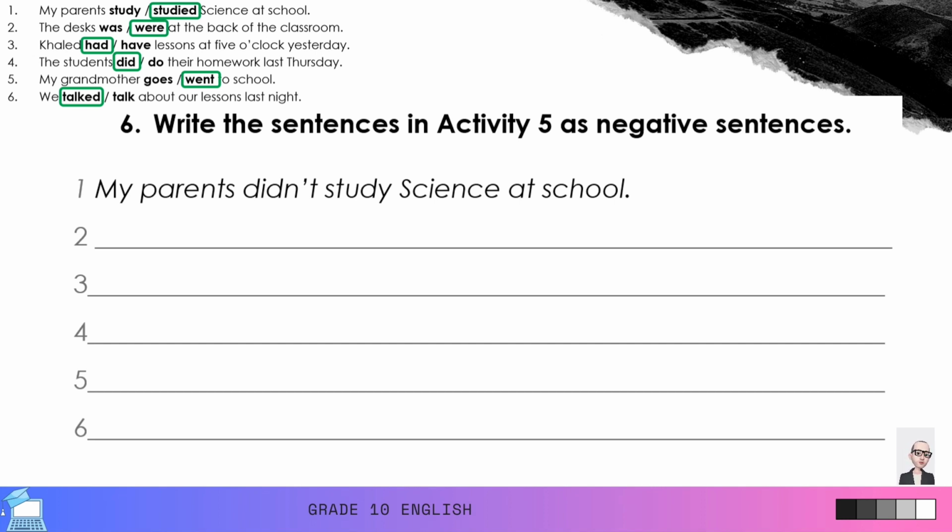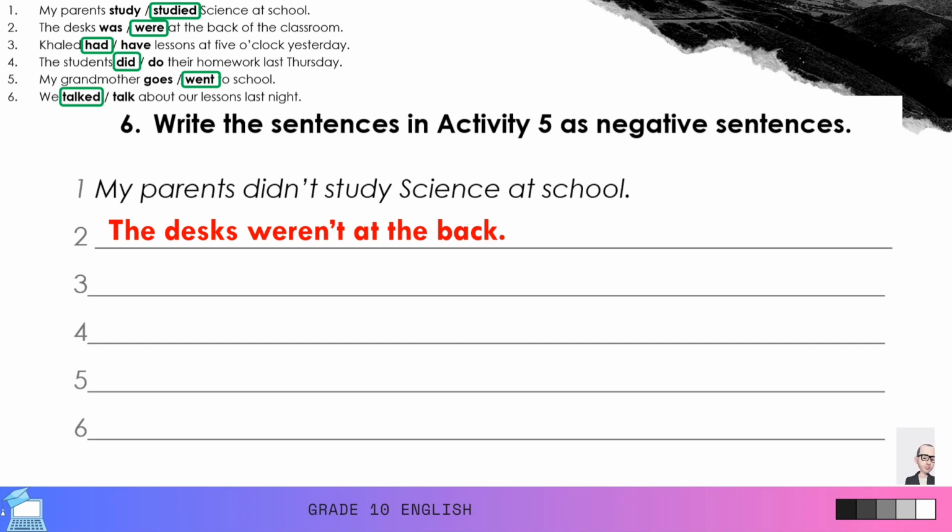Right, number 2 was the desks were at the back of the classroom. And the negative version of it will be the desks were not at the back, or weren't at the back. This is, was and were will simply take not to form the negatives. As we see already in the first example, my parents studied or didn't study, main verbs will take did for questions and negatives, but was and were will be different in that we never say didn't was, or didn't be, or didn't is, anything like that.